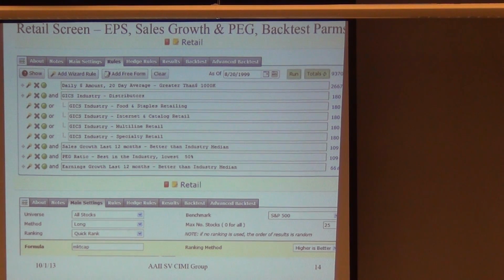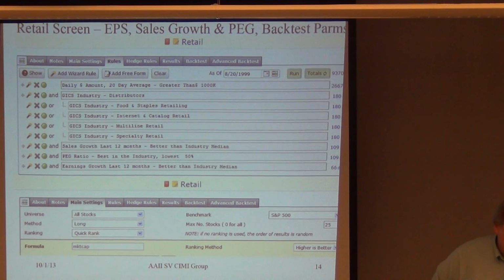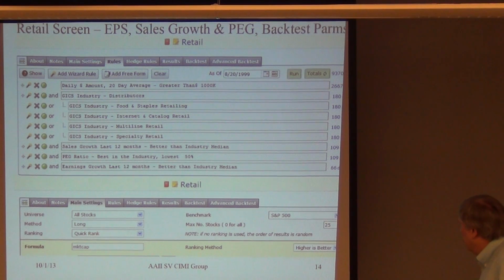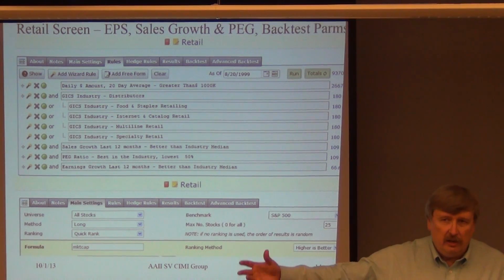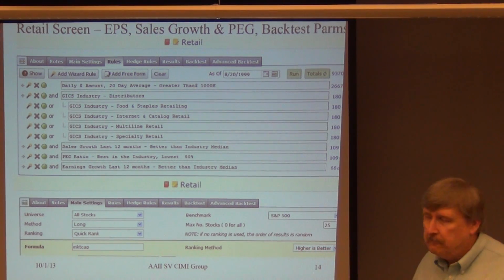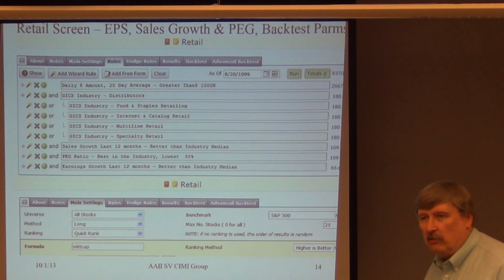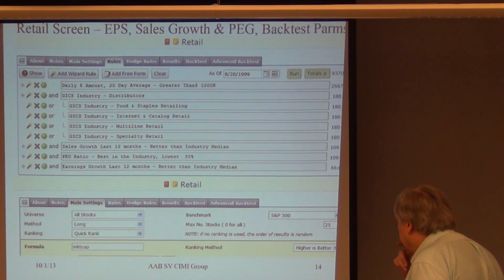Here's the screen. The first factor is just making sure you have $1 million of trading per day. That's just liquidity; I don't want anything that I can't trade. Then I say, give me all the distributors, the food and staples retailing stocks, the internet and catalog retailing stocks, the multi-line retailers, and the specialty retailers. I'm just saying, give me those industries. Notice these are industries, not sectors. Again, I was specifically trying to go after retail with this.